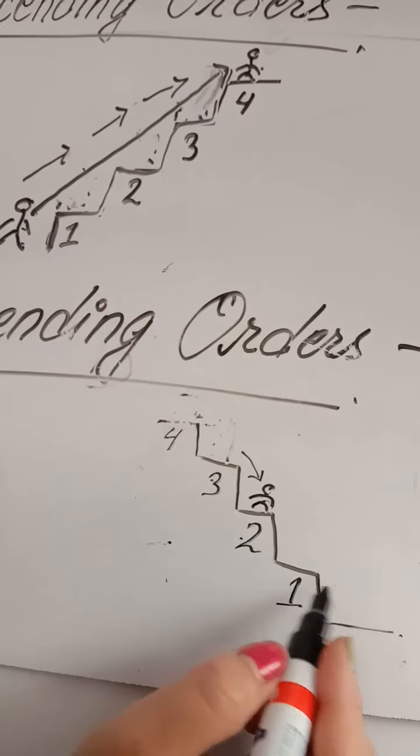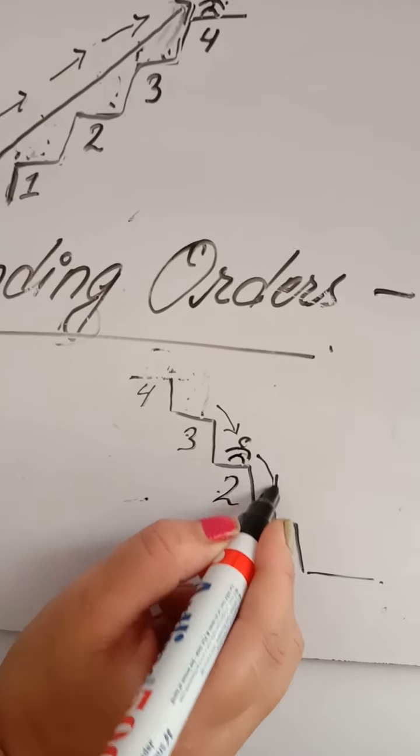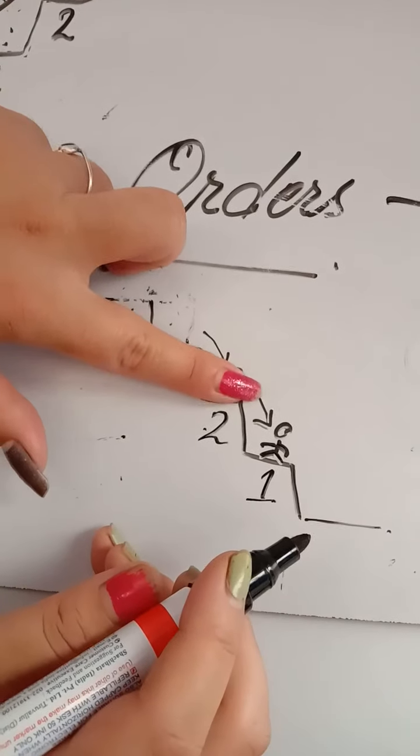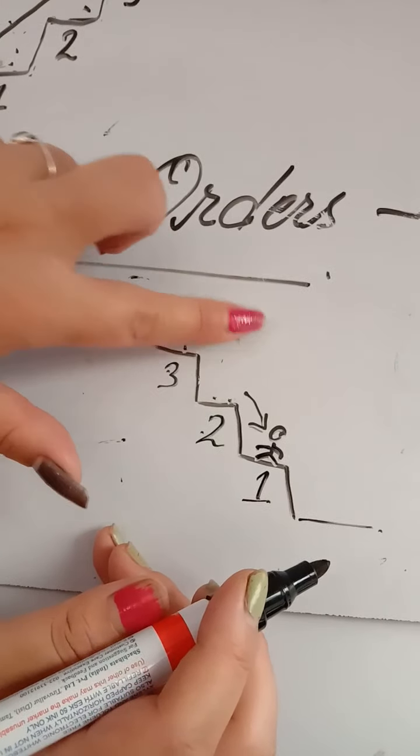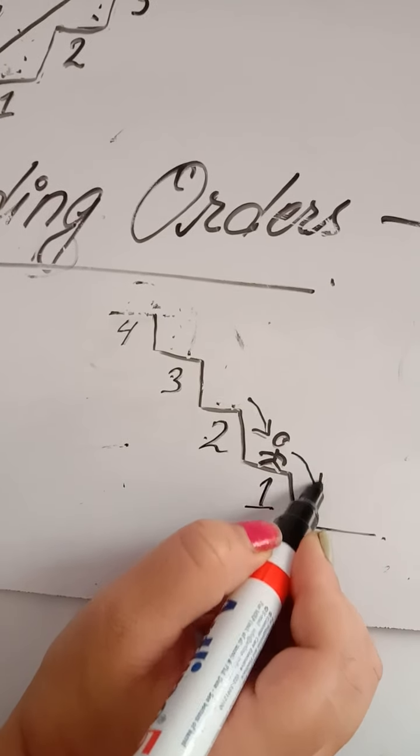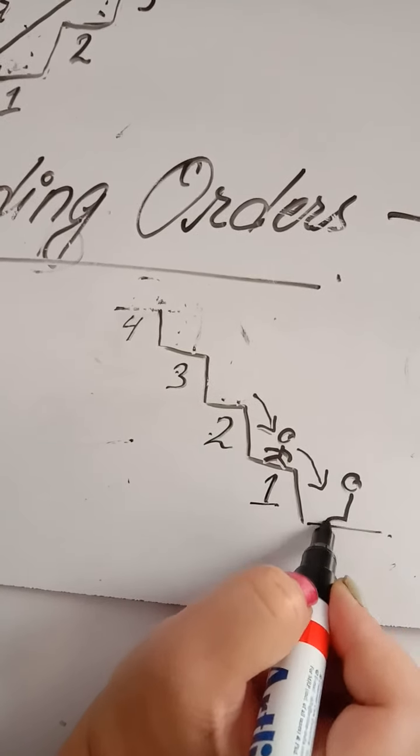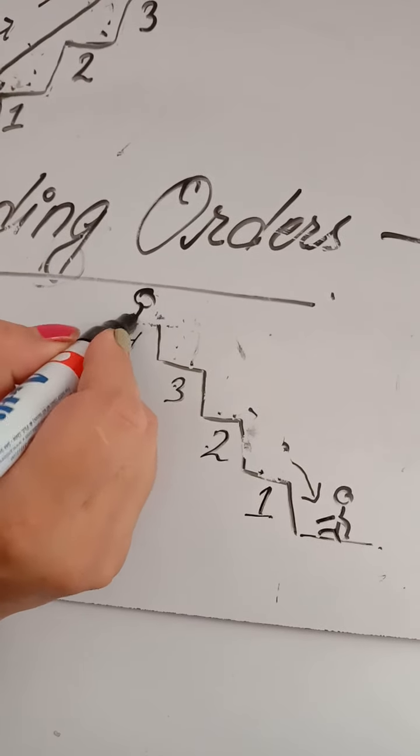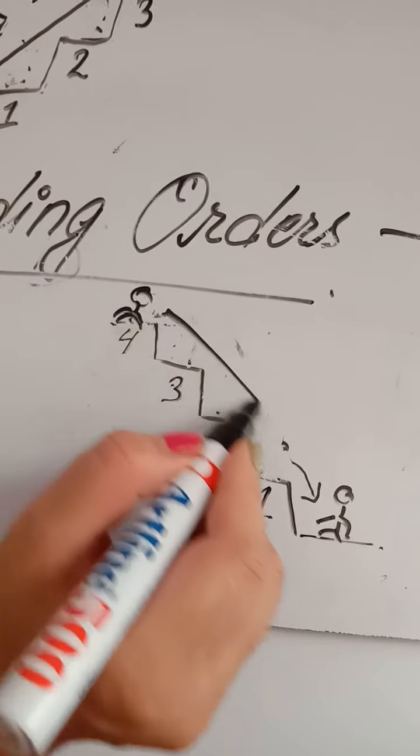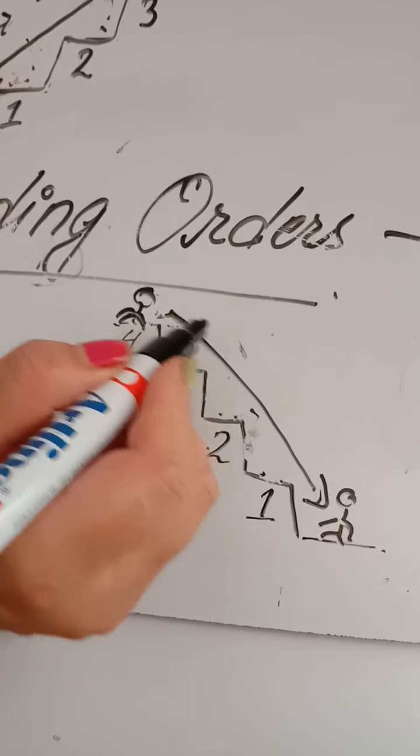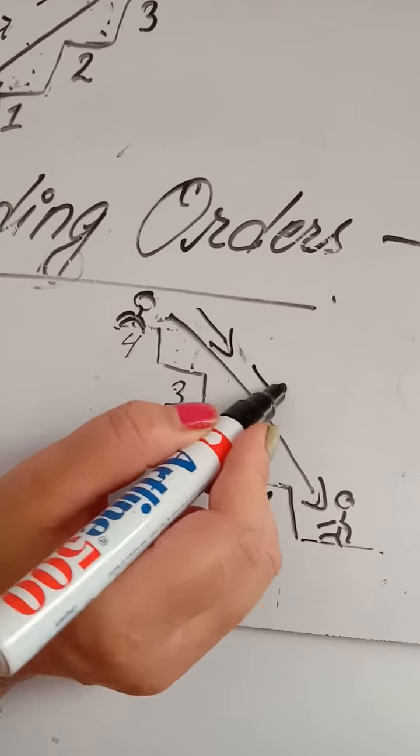Now 1 is his last step. So finally he reached the ground. That means before he was here and right now he was on the ground. That means he came down. This is the descending order.